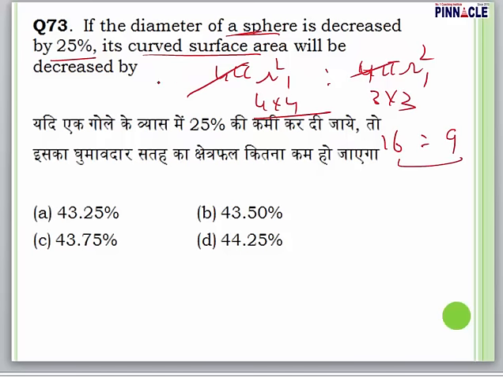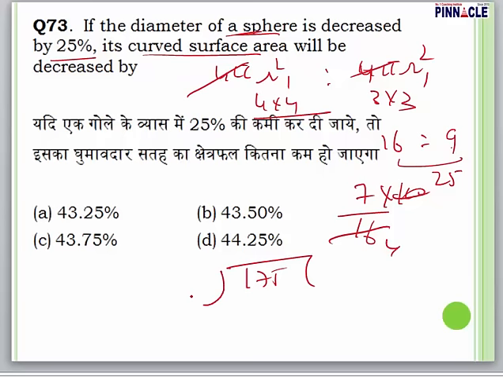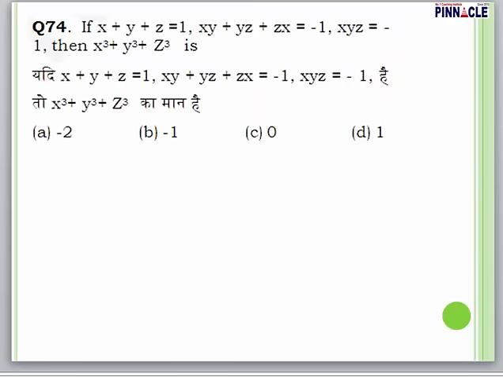So the question is, it will decrease by how much? It is decreased from 16 to 9. That is 7 decreased on 16. 100 would be equal to 175 divided by 4. You can say 43.75 should be the answer. Answer is C in this case. Next question, question number 74.